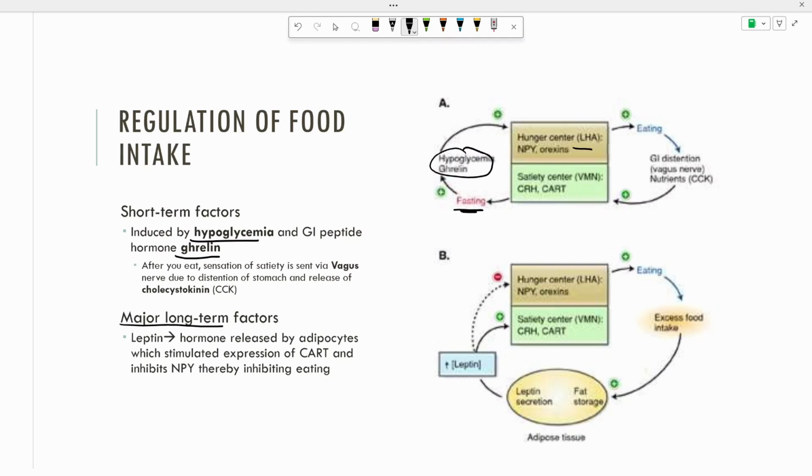Long-term factors include a hormone called leptin. The concentration of leptin goes up with the amount of adipose tissue that you have. So over time, in a long-term response, leptin is supposed to tell the brain, hey, we have enough fat stores, stop eating. We have enough. Remember, fat is just a form of energy. It stores it, waiting to be used. And if we keep eating, we're not going to use that adipose tissue for energy. It's just going to stay there. So leptin is supposed to tell the brain, hey, we have enough fat stores, we're good.